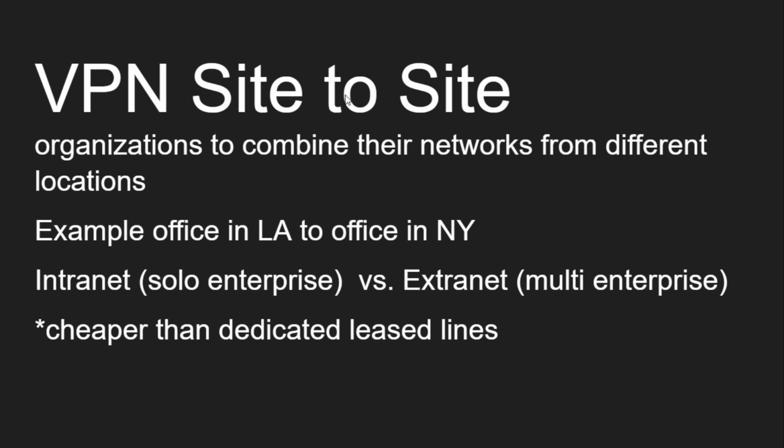So VPN site to site. So that is basically taking office in LA, office in New York, and basically combining them together. There's a difference between intranet and extranet. The best way to explain it is intranet is solo enterprise. So that's basically saying, hey, this is completely 100% Amazon. Like we are Amazon. We work for Amazon. We are part of the Amazon team. And this is going to be our intranet network. It is Amazon hands-on only.